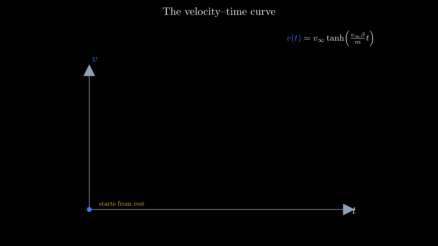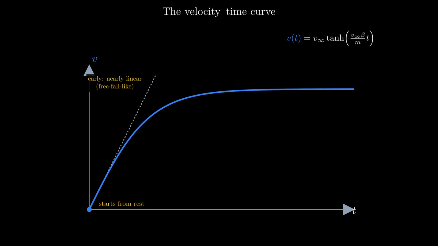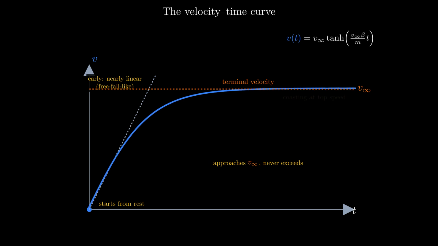Let us see the shape of this solution. Plot velocity against time. At time 0, the object starts from rest, so the curve begins at the origin. Early on, the hyperbolic tangent is nearly linear, so velocity climbs almost in a straight line, just as free fall without drag would predict. But as time grows, the hyperbolic tangent flattens toward 1, and the curve bends over. Velocity approaches the terminal velocity as a horizontal asymptote, getting ever closer but never quite exceeding it. The object smoothly transitions from accelerating freely to coasting at its top speed.